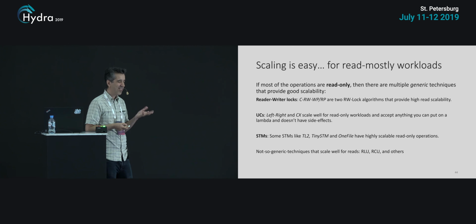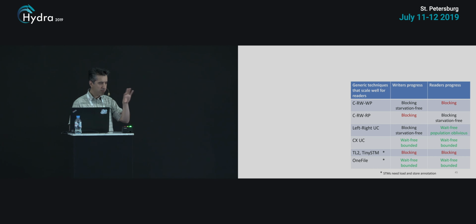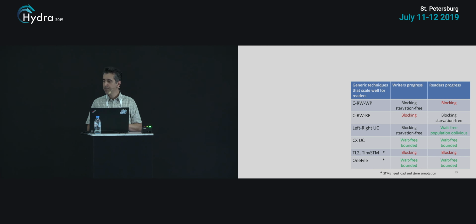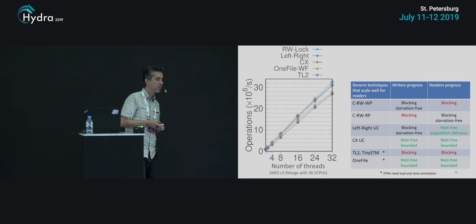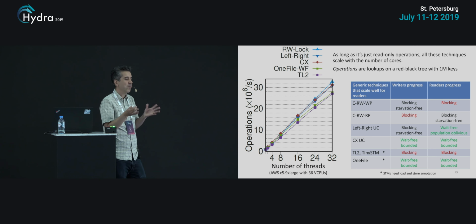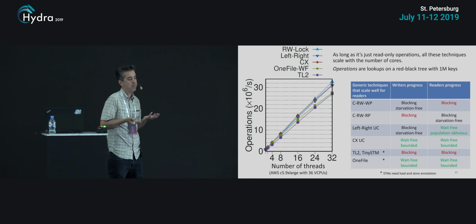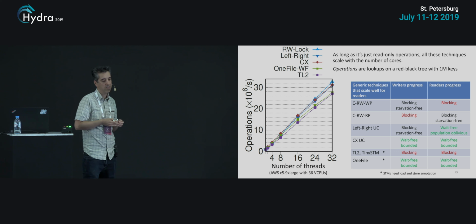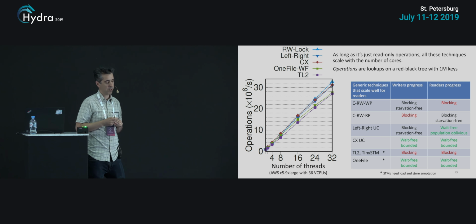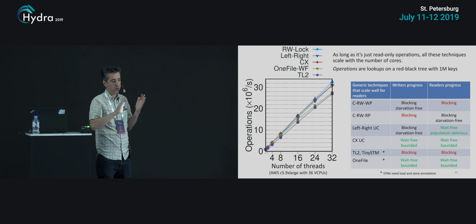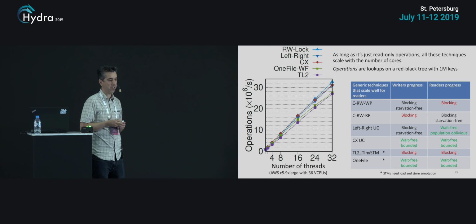Then there are other not very generic techniques like RCU and RLU. I'm not going to go into that, that's a bit trickier. So here's just a comparison table of the different algorithms. And as you can see, all of them pretty much scale really well if you're just reading. This is a red-black tree with 1 million keys, and all you're doing is just lookups. So you have 36 cores, or whatever Amazon calls that, and you go up to 32 for sure, and it's scaling, and it's pretty much linear. No problem there.